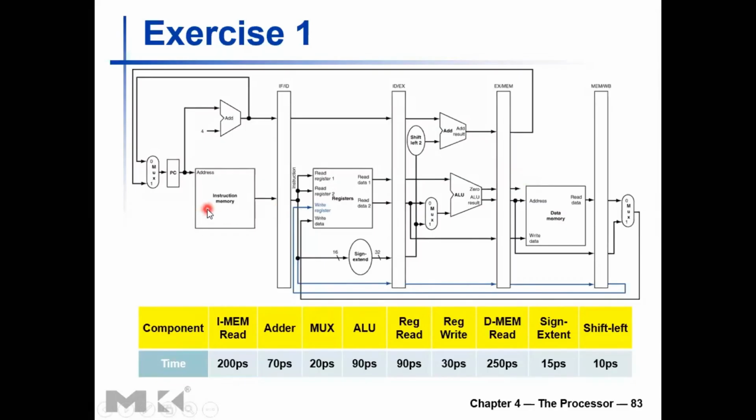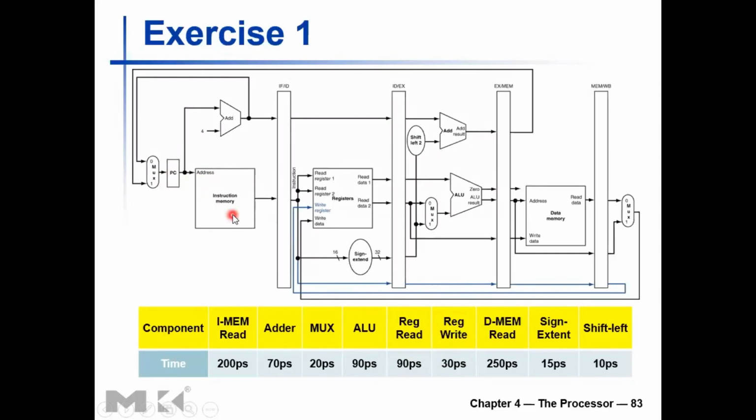So in the instruction fetch stage, you start with the PC. You have to write to that register. It's a register write, right? The 30 picoseconds. And then you have to read that register to access the instruction memory. Register reading is 90 picoseconds according to this. So you spent 120 picoseconds just on the program counter.